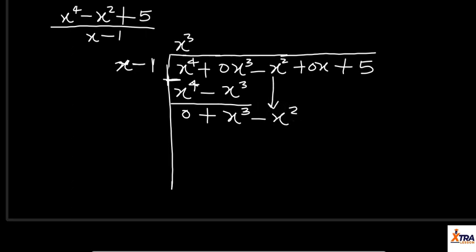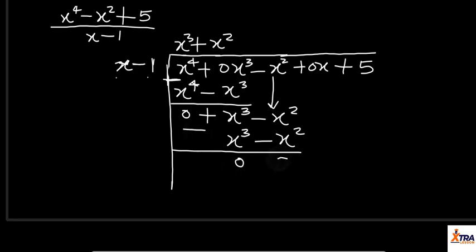And I say x in x cubed, that gives me x squared. I now use x squared to multiply both of them here. X squared times x gives me x cubed. X squared times minus 1 gives me minus x squared. Subtracting this, I see that this gives me 0 as well as this.